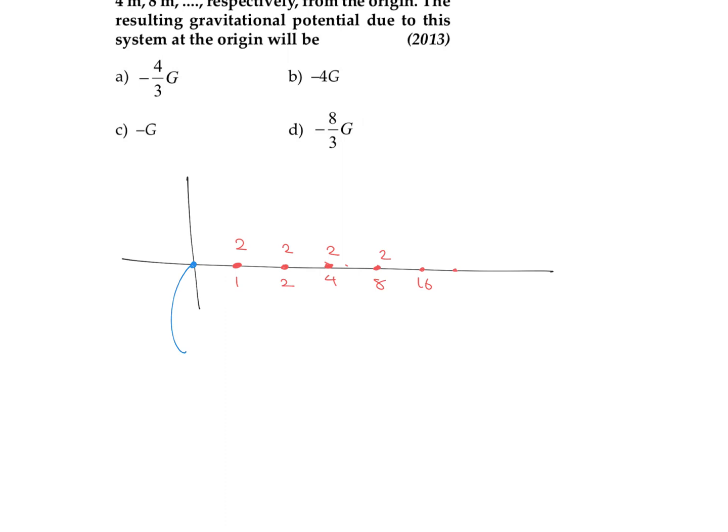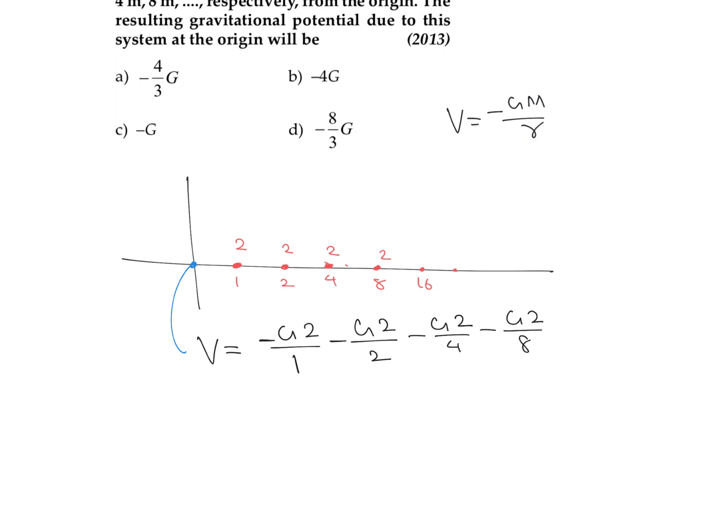So the potential will be equal to the sum of the potentials due to all these masses. We know the equation for potential is V equals minus GM divided by R. Due to the first one, we can write minus G into mass 2 kg divided by distance 1 meter. Due to the second one, minus G into 2 divided by 2. Due to the third one, minus G into 2 divided by 4. Next one, minus G into 2 divided by 8, like that.